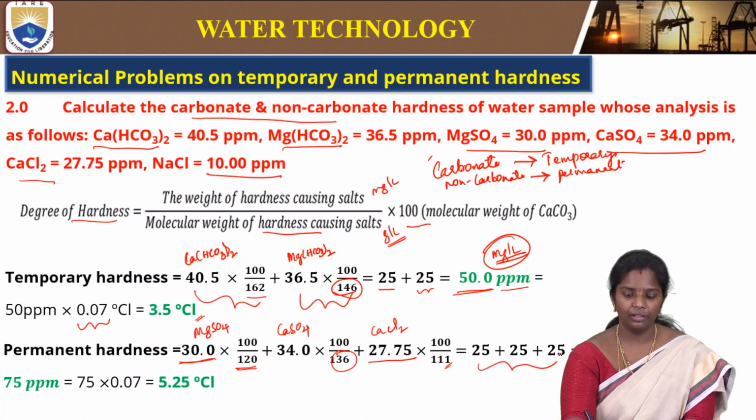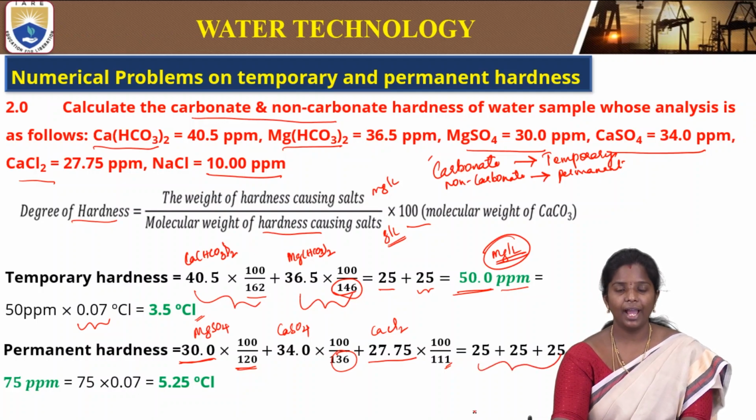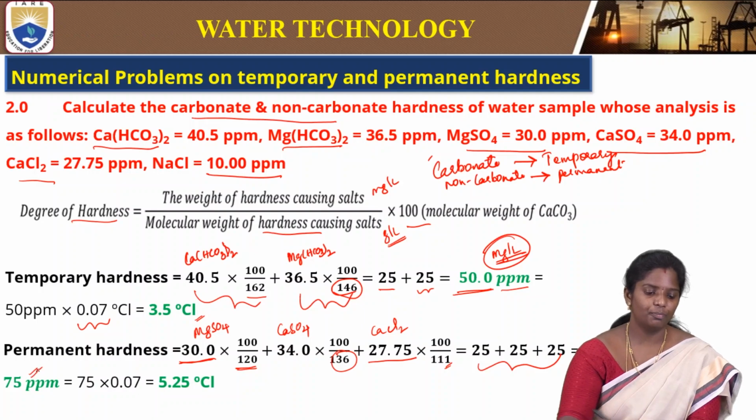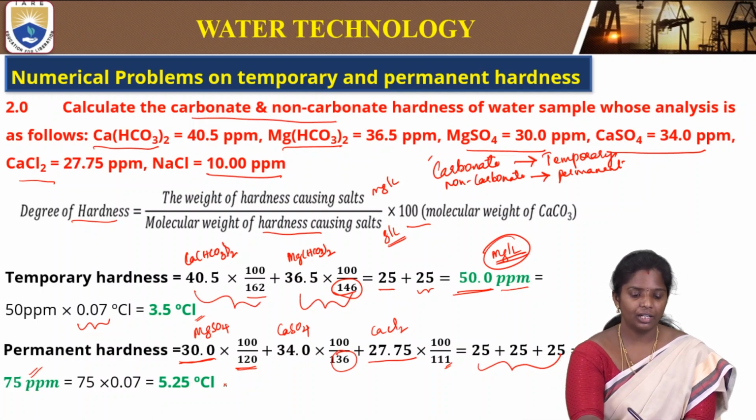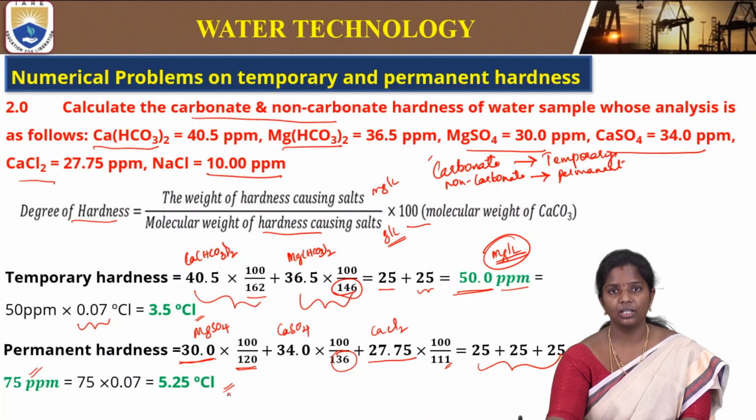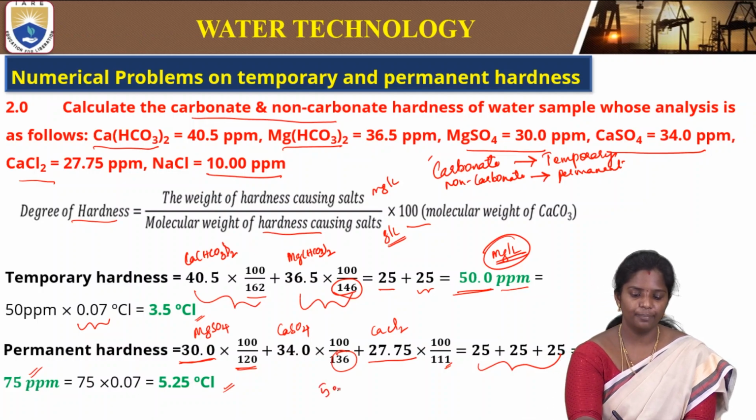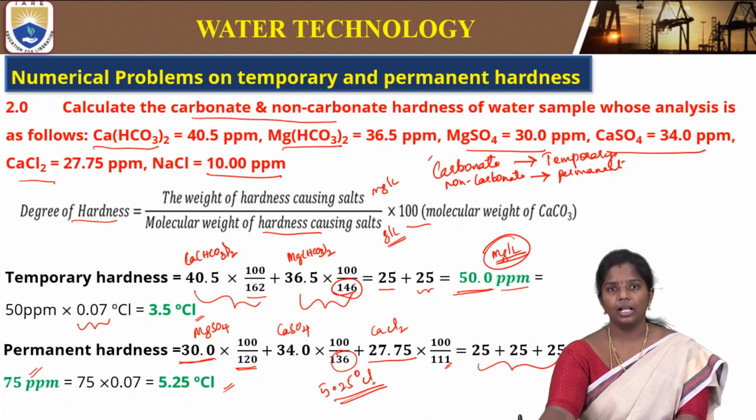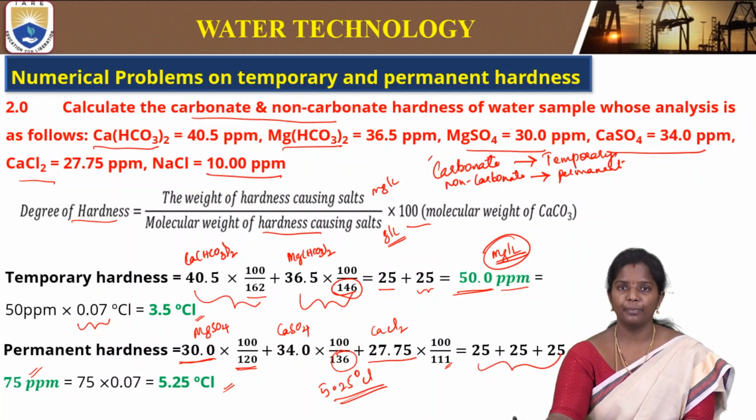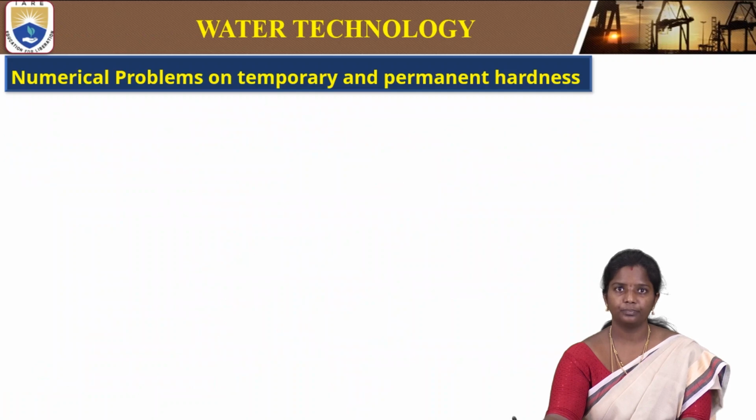And we get again 25 plus 25 plus 25, and we get an answer of 75 ppm. For conversion multiply with 0.07, and it is 5.25 degree Clerk. If you see this sample, it has a high permanent hardness when compared to temporary hardness.